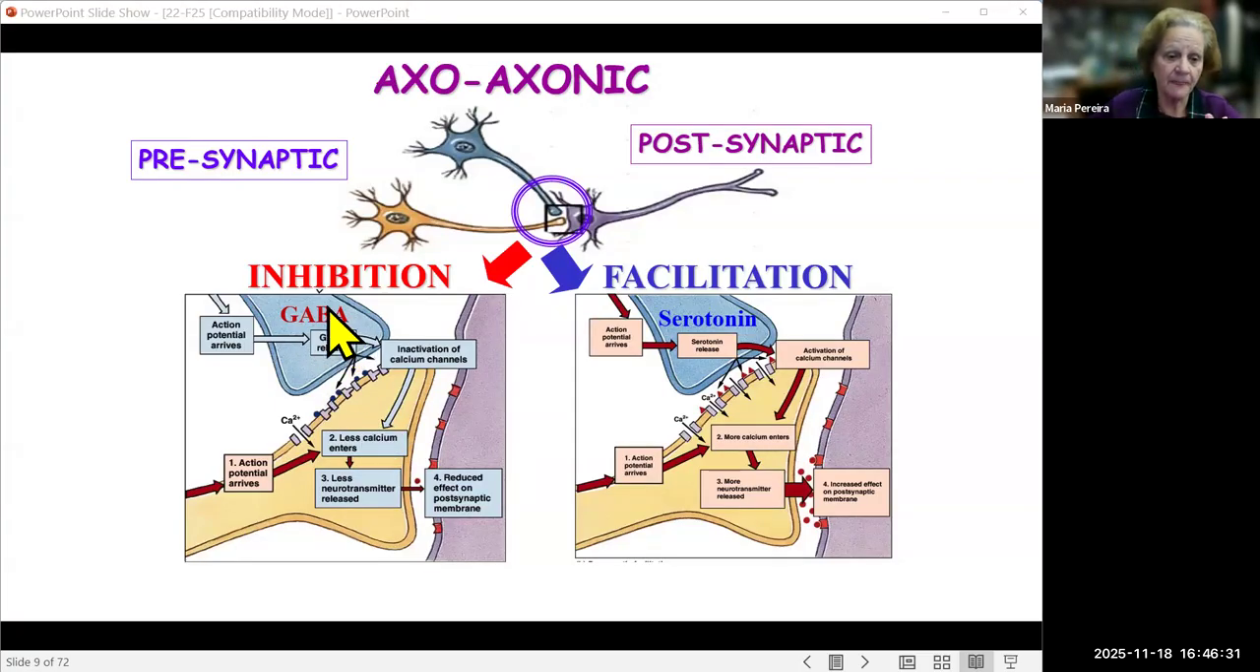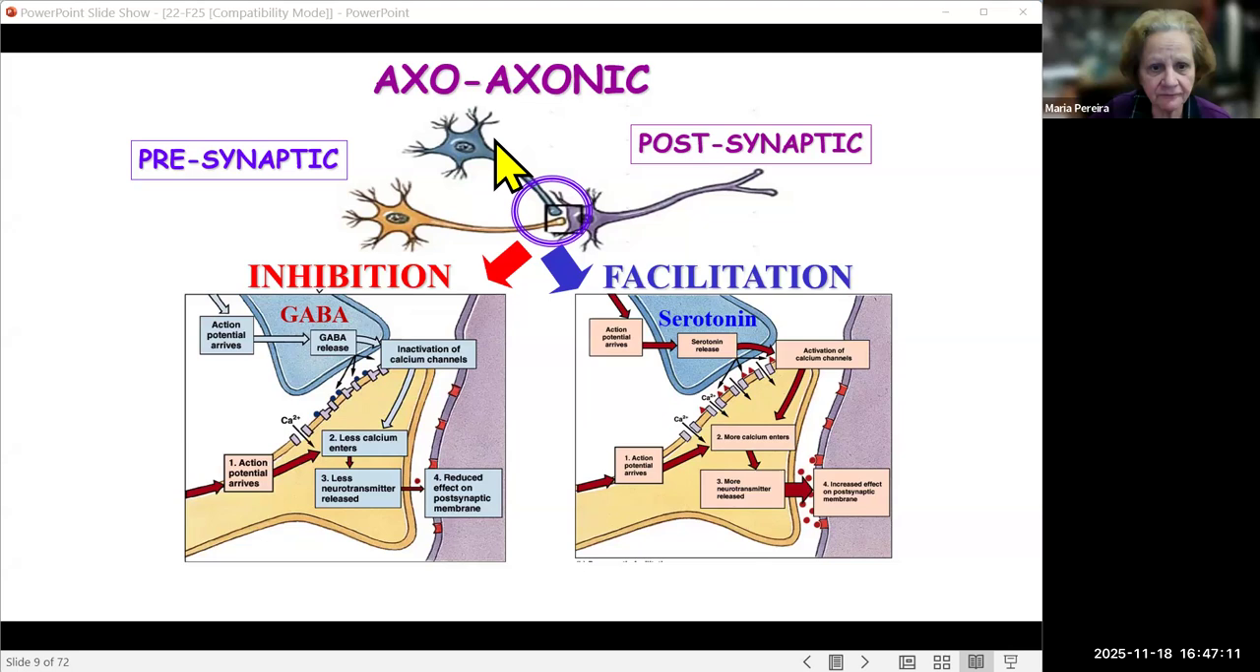So this is the idea that GABA is the brake in the car. By increasing the negativity at the axon terminal, it slows down the propagation of the action potential from one neuron to the other. So it makes it more negative. So here, it's producing inhibition. It's counteracting the effect of the action potential traveling down the yellow neuron.